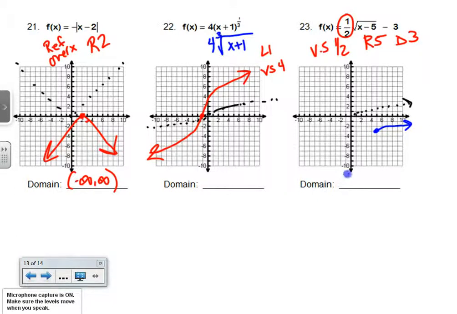His domain, however, has been affected. Whoops, not negative 5, positive 5 to infinity because he was shifted right 5. Oh, I don't think I ever did domain back on this guy. He was negative infinity to infinity.